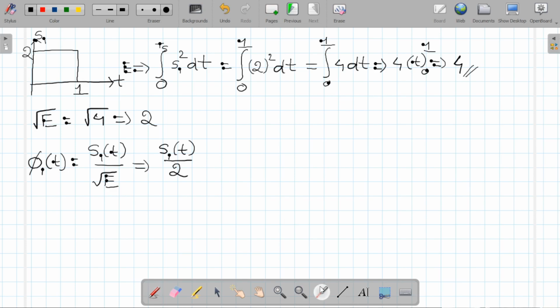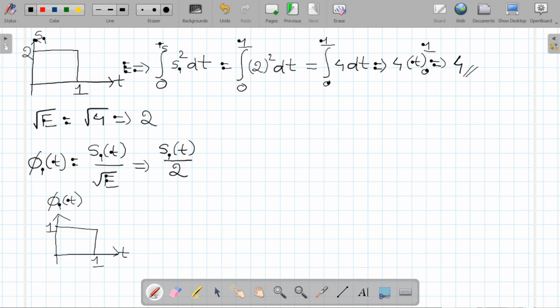We can clearly see this is S1 of t. If we divide this amplitude 2 by our value 2, we will get 1. So our phi 1 of t looks like this. Phi 1 of t finally becomes a signal varying from 0 to 1 on the time axis with amplitude 1. This is phi 1 of t. We have wonderfully calculated the value of phi 1 of t, right?